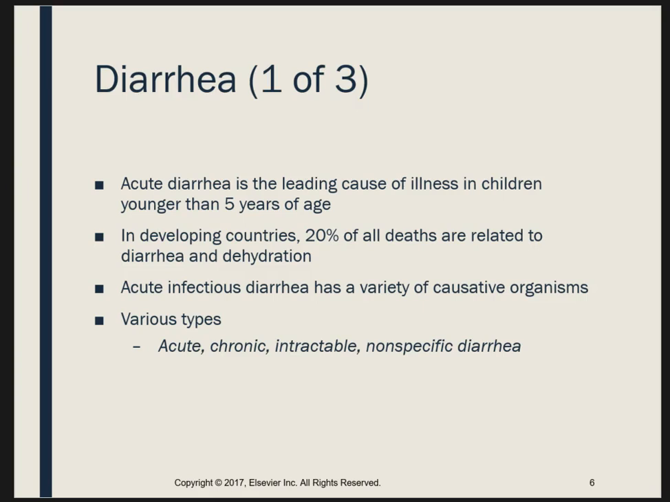So let's talk about diarrhea, everybody's favorite, so common in pediatrics. Acute diarrhea is the leading cause of illness in children younger than 5. And in developing countries, 20% of all deaths are actually related to diarrhea and dehydration because it can be so severe. When we talk about acute infectious diarrhea, there is a large variety of causative organisms. I'm not going to make you know all of those, okay?